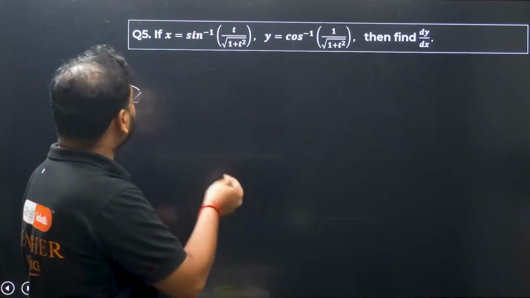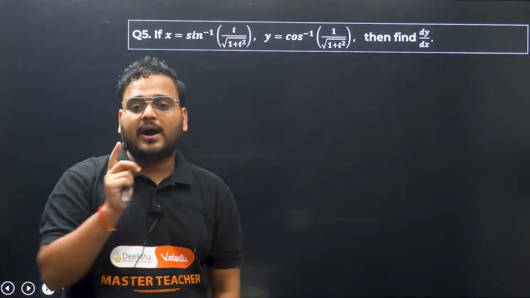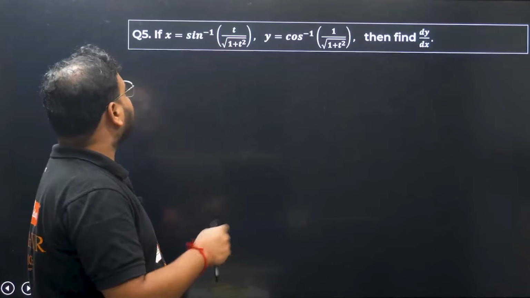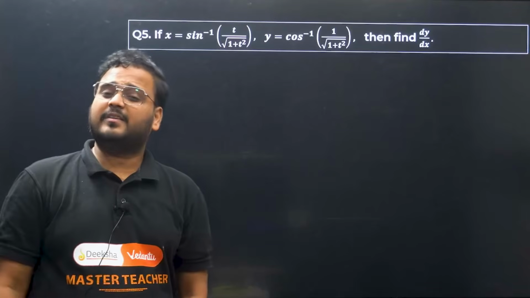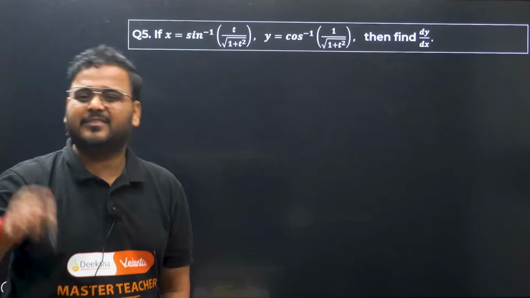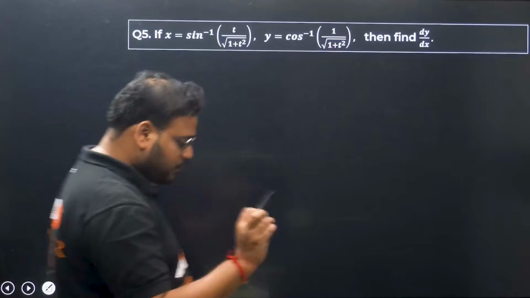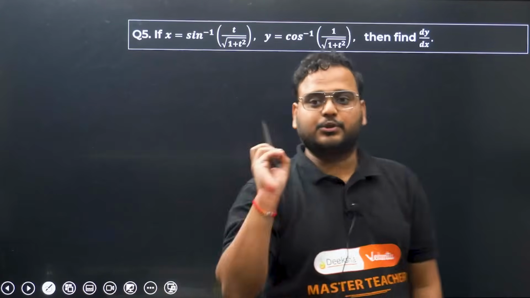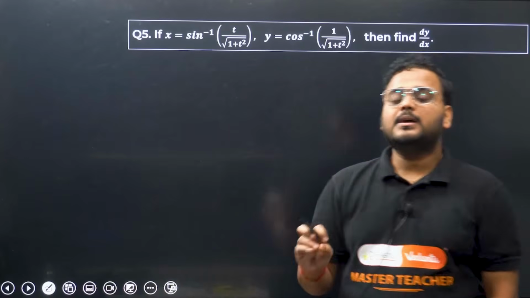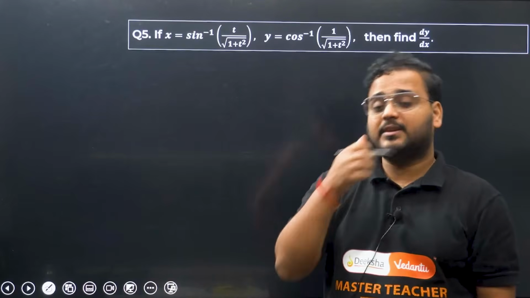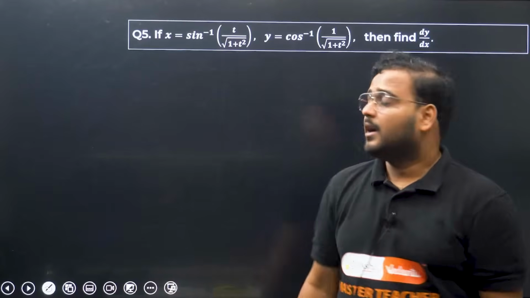Now this here is a very beautiful question. If you go ahead and write the derivative in the form of sin inverse and cos inverse, it will become very tricky, difficult and calculative. But if you use a simple substitution over here, then this question becomes very, very simple. How do you do that?